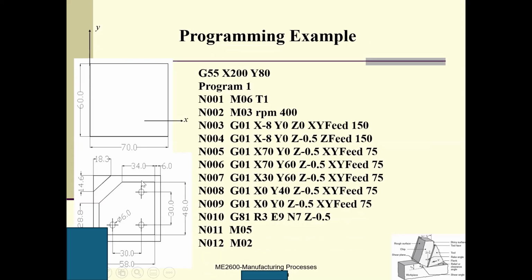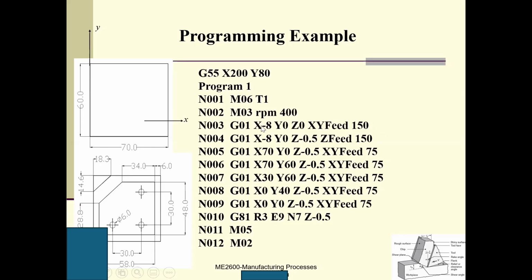So this is a milled slot. Let's see, X0. This is 70, 60 is here, and then the 30, 60 comes here, and from here to Y40. X0, Y40 is here, then X comes back here. Okay, it makes sense now.